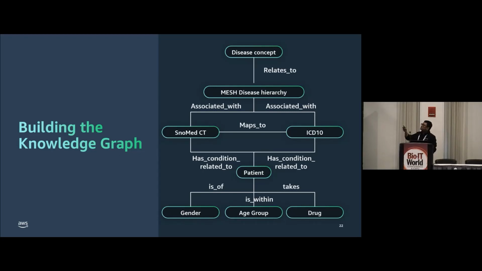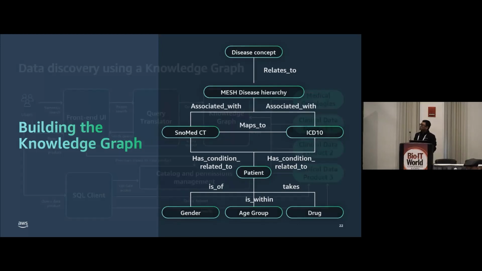As you can see, we start with a disease concept, right? So maybe congestive heart failure. And then you can link it to a MeSH disease hierarchy, which is a structured way of categorizing your diseases. And then you connect them to the different ontologies, both SNOMED CT as well as ICD-10. And then you finally connect them to the patient information and all the demographics information that is associated with that. So this is how you would build that knowledge graph that becomes a findable solution for your data analyst.